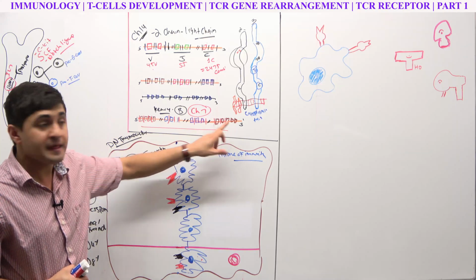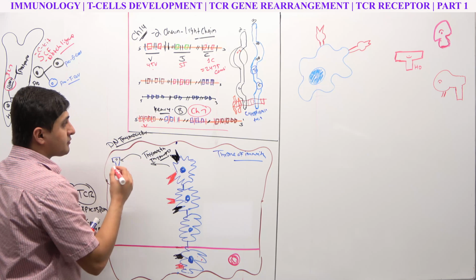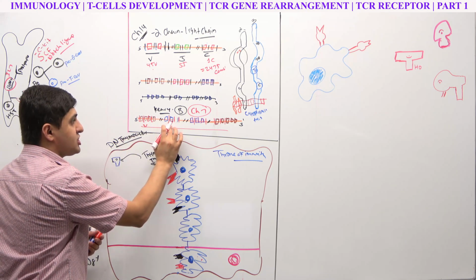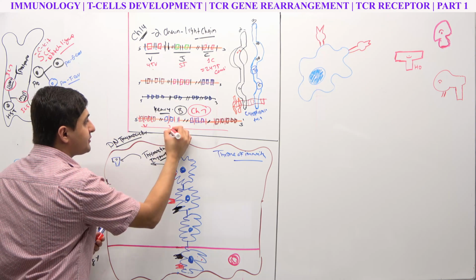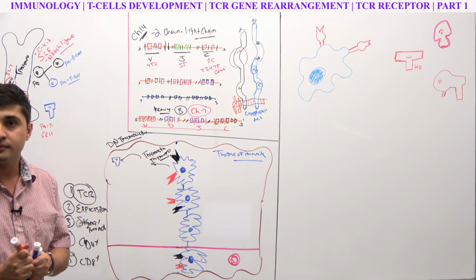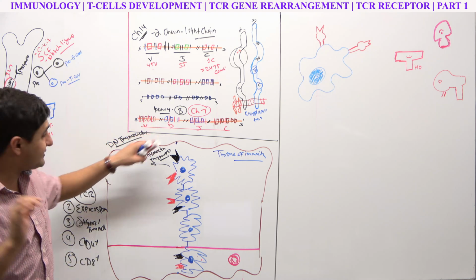And even here, there are going to be variable regions. But one thing that is different in the beta chain is that it has diversity regions, a joint region, and a constant region. It's very important.